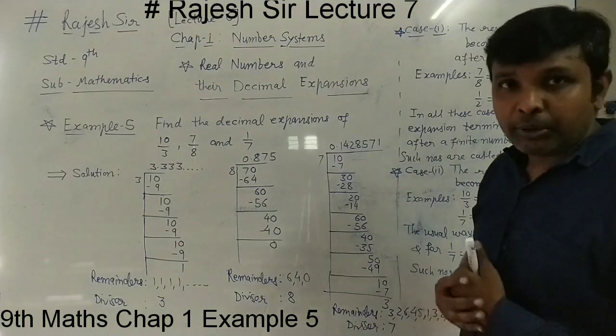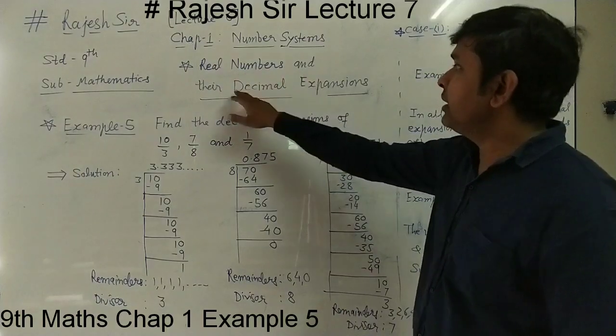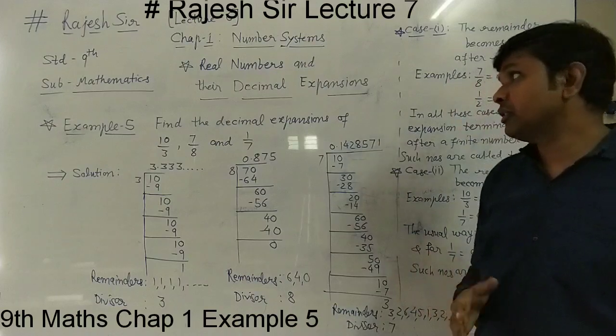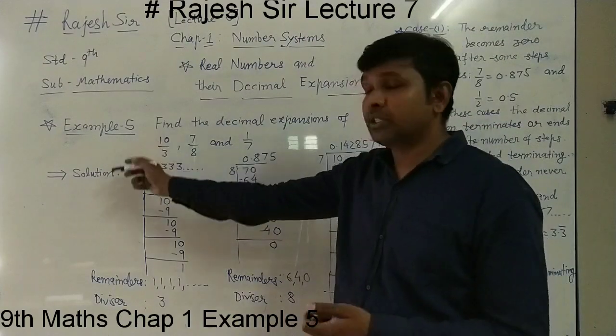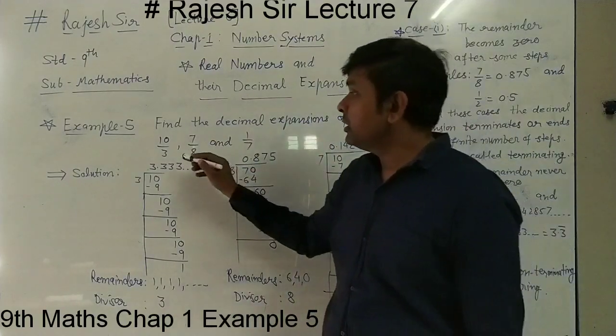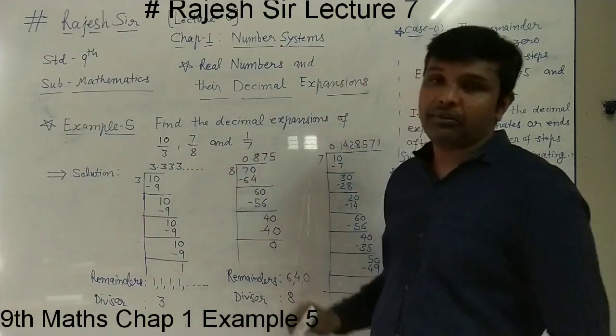After exercise 1.2 we have the new topic: real numbers and their decimal expansions. About decimal expansions we will talk here. For this we have taken one example, Example 5, which is given in the textbook also: find the decimal expansion of the fractions 10 upon 3, 7 upon 8 and 1 by 7.